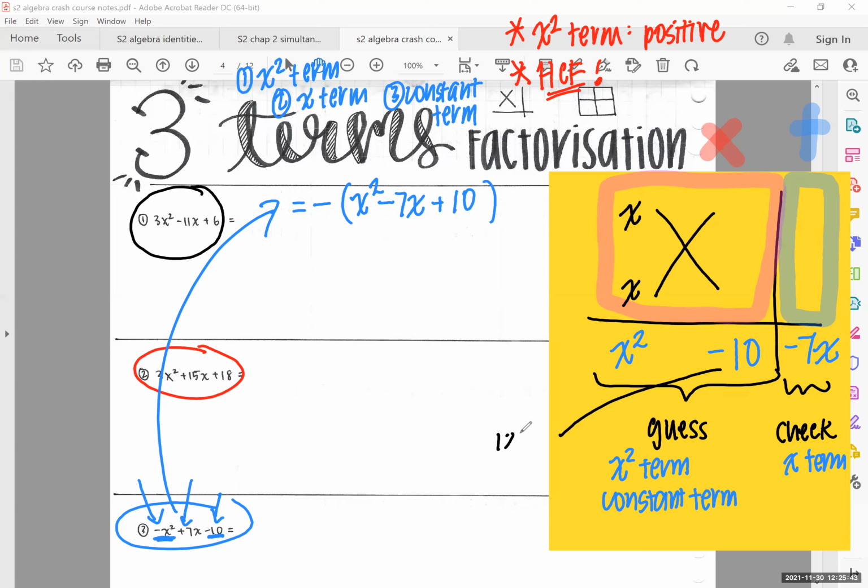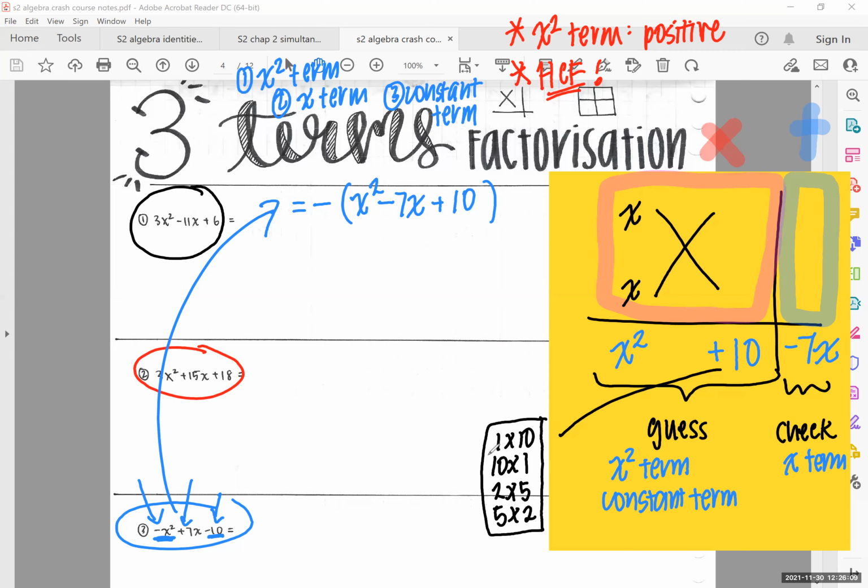Now, what about 10? What are the factors of 10? 1 times 10, 10 times 1, right? But isn't it also 2 times 5, or 5 times 2? Yeah, sorry, thanks. It's a plus 10 here. Can you see that these are the factors of 10? Are there any more factors of 10 besides 1, 10, 10, 1, 2, 5, 5, 2? No, no more, right?